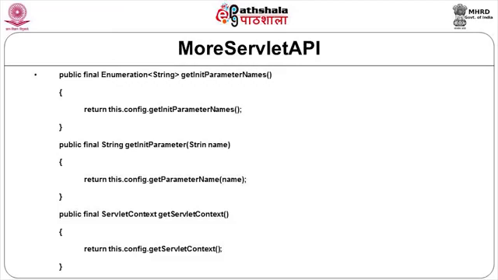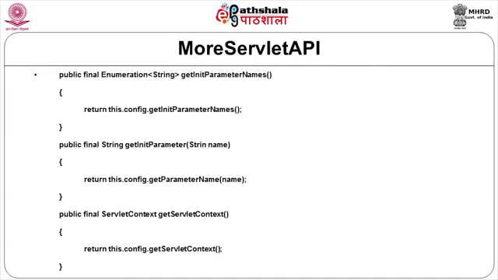So, we have public final returns Enumeration of String, getInitParameterNames, no parameters, implementation again just forward it to the ServletConfig object. So, it would be return this.config.getInitParameterNames. Similarly, we can also do the coding for getInitParameter. It is again a final, we can have this also as a final method.